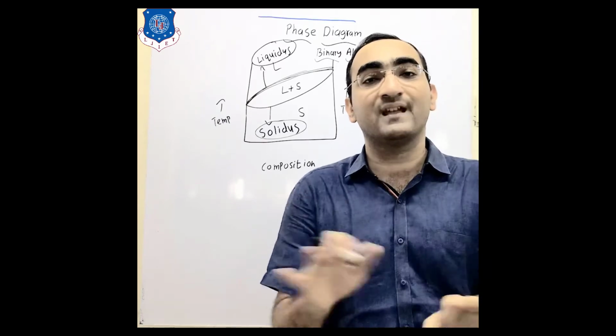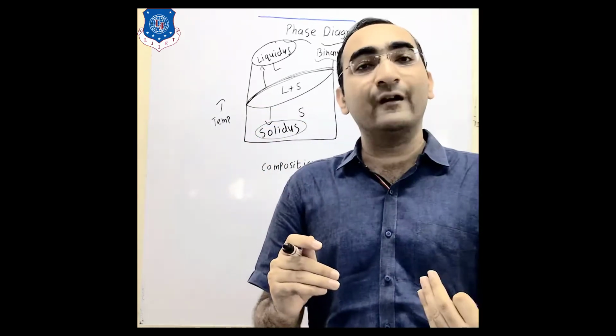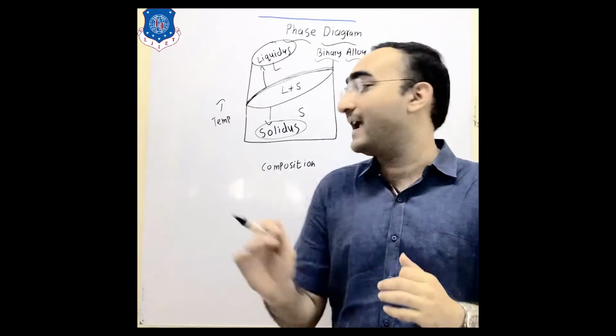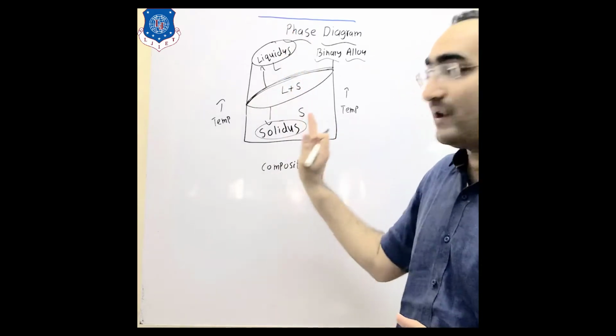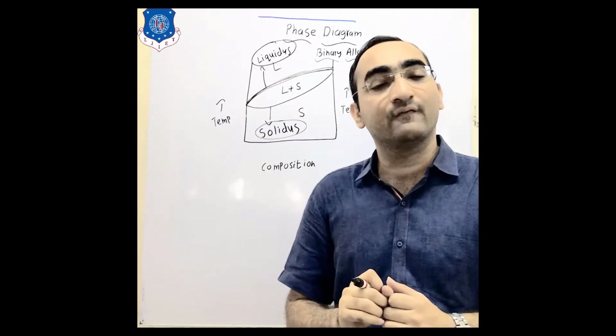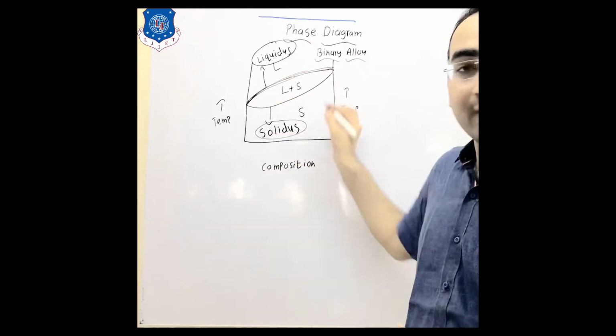Solidification process is completed over this line. Means at liquidus the solidification starts, and at the solidus the solidification gets completed. So these are the two lines from which we can find out different information. Now, which are the informations which we can find out from this?